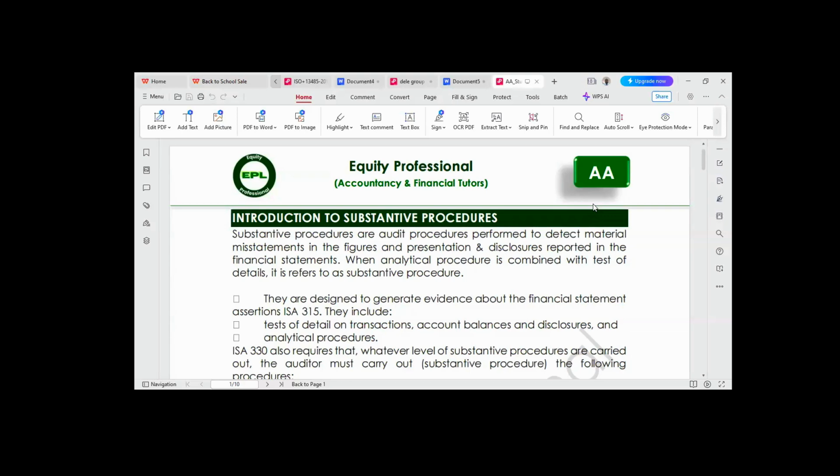So substantive procedures, like I said, are the set of audit procedures that are performed in order to ensure that there are no risks of material misstatement, or no material misstatements contained in the financial statement. I hope that is clear. All right, so let's go on. Now, you could look at it. That's what they have explained there.